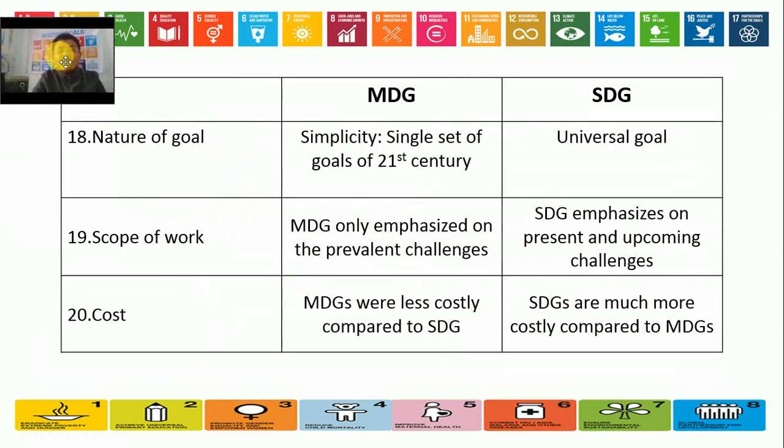If we talk about the nature of the MDG, it is simple. That means it is simplicity, a single set of goals of the 21st century. But the SDG are common goals for the whole world. That means it is a universal goal. And the scope of the MDG only emphasized the prevalent challenges, while the SDG emphasize the present and upcoming challenges. And let's know about the cost also. MDG were less costly than the SDG, while the SDG are more costly compared to the MDG, as they focus on both the present and future generations.